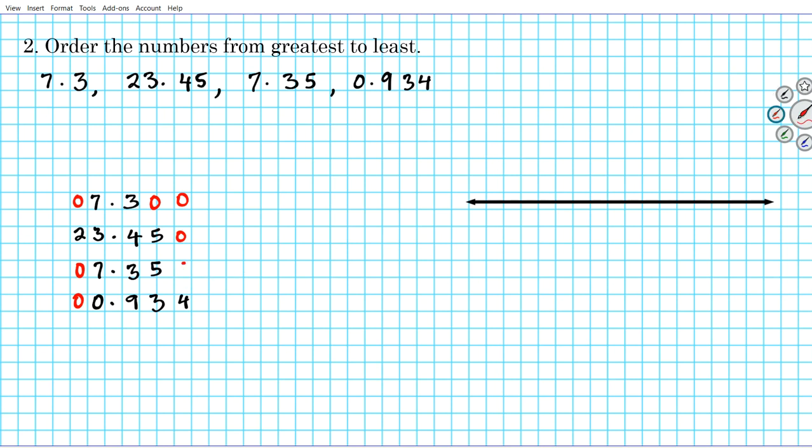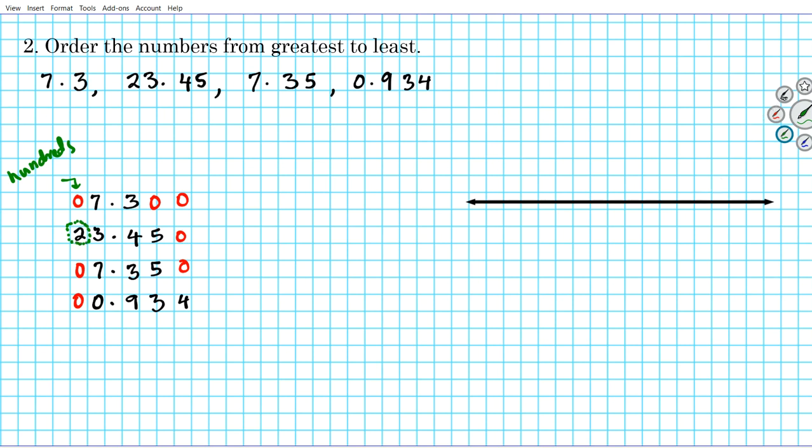Now we're going to start from left to right. So we're going to start from the leftmost place value in this particular problem. It's the hundreds place. Okay, so which one is the biggest one? The biggest one is 23. 2 is bigger than 0, right?